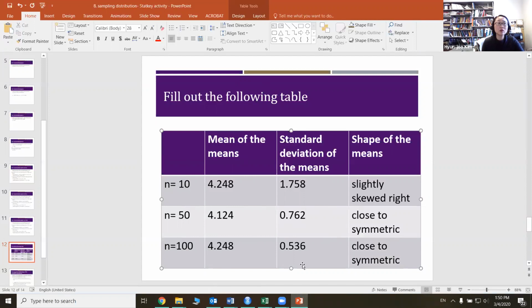On the other hand, if you look at the standard deviation of the means, something is happening. It's actually decreasing. Do you see that? 1.7, 0.7, and 0.5. So it is actually changing dramatically. There's some pattern that we'll talk about for the standard deviation of the means. And the shape, with the relatively small sample size n, was slightly right skewed. And then when sample size gets larger, the distribution of means is actually close to symmetric.